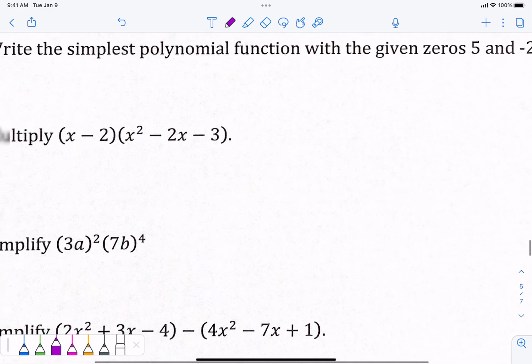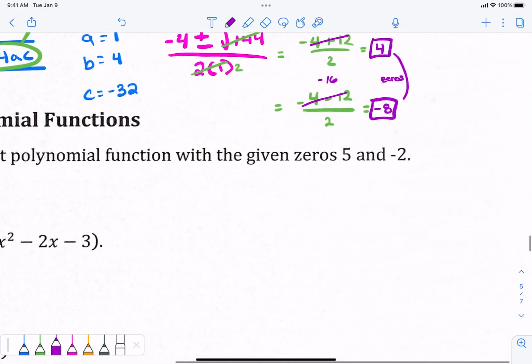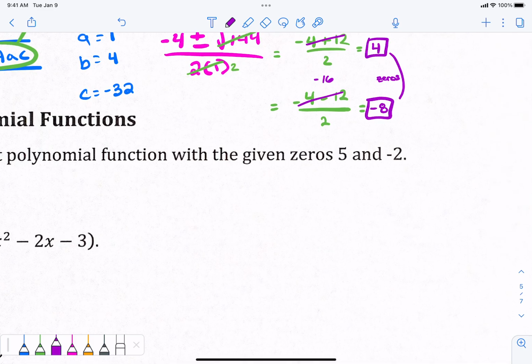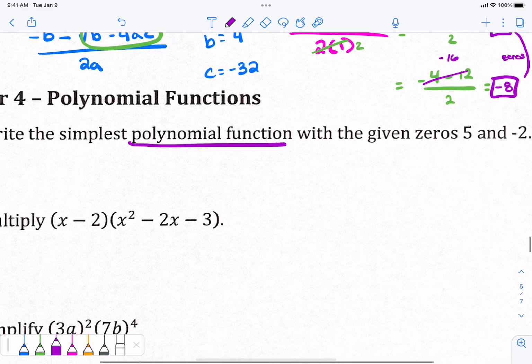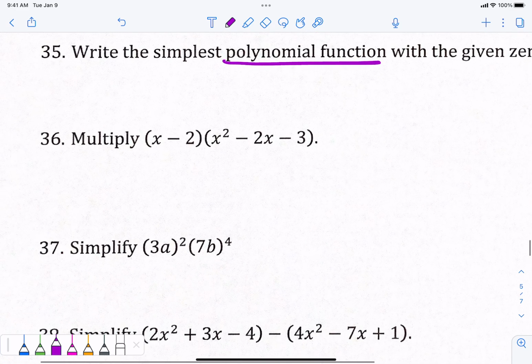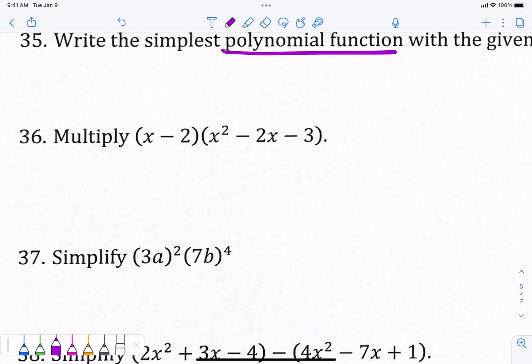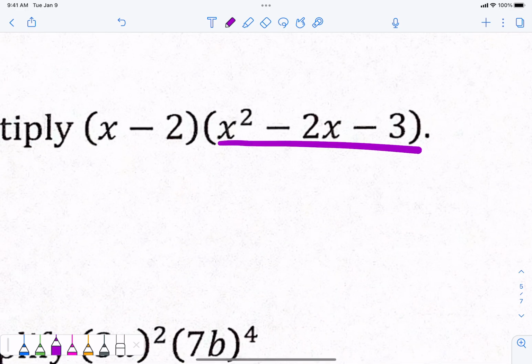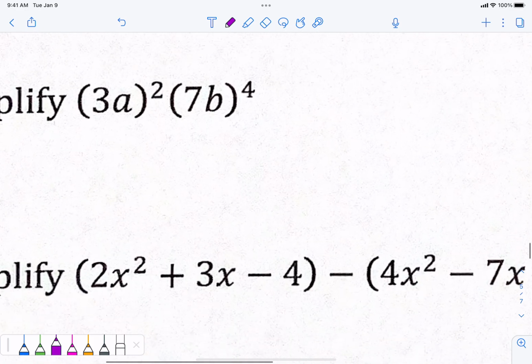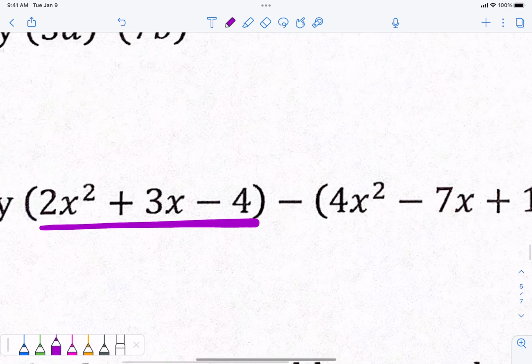Okay, couple more. Here we go. We're in chapter 4 now. This is the last chapter we just got into doing. It says write a polynomial function. What's a polynomial function? Like this is a polynomial function, or this is a polynomial function, or this is a polynomial function. All of those are polynomials, right? X squared, x to the third, x to the fourth, those type of things, okay?